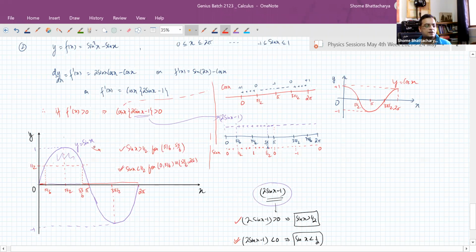Whereas in between pi by 2 to 3 pi by 2, the values of cos x are negative. Remember, this one here is the graph of sin x. It's not the graph of 2 sin x minus 1. So now actually we have to put together this real number line and this real number line and understand what their product is doing in terms of algebraic sign.